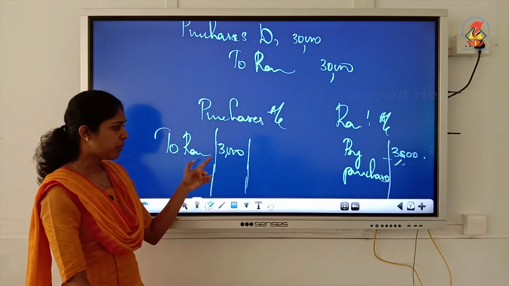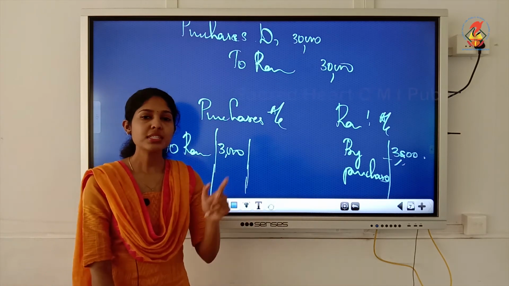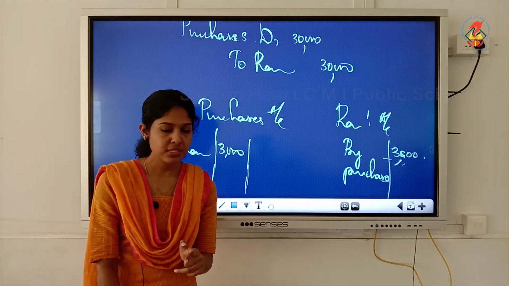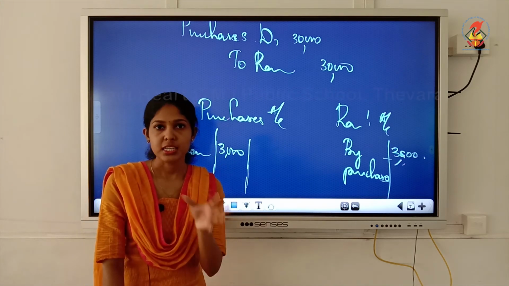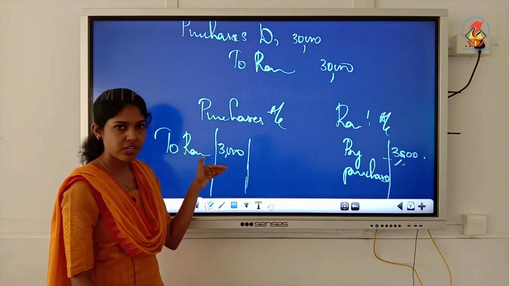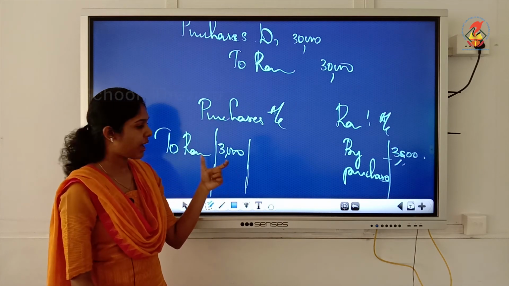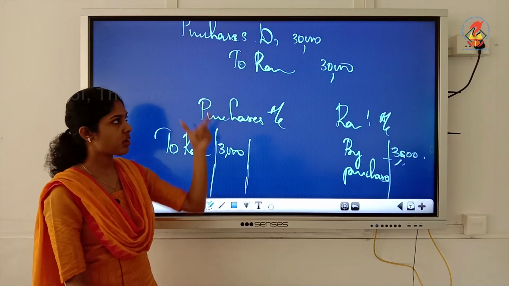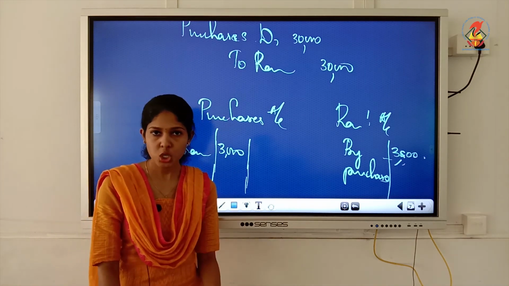Now the mistake is with respect to the amounts. So will it affect the trial balance? Will your trial balance agree or will your trial balance tally? Yes, of course it will tally. Though we have written a different amount, actually it is 27,000 less. We have written only 3,000 instead of 30,000. So there is a shortage of 27,000.